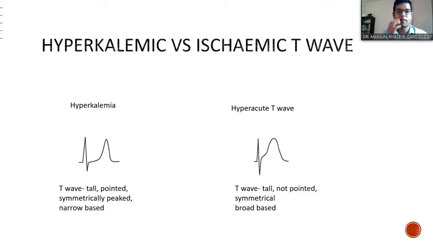What is the difference between hyperkalemic T and ischemic T? In case of hyperkalemia, T wave would be tall, pointed, and symmetrically peaked and narrow-based. In hyperacute T wave, there is also tall, symmetrical, but not so pointed as in hyperkalemia, and the base will be broad in case of hyperacute T wave.